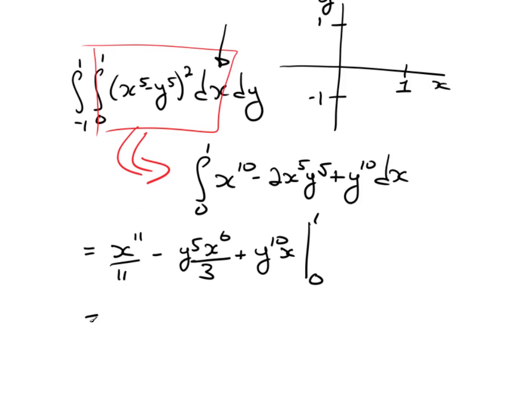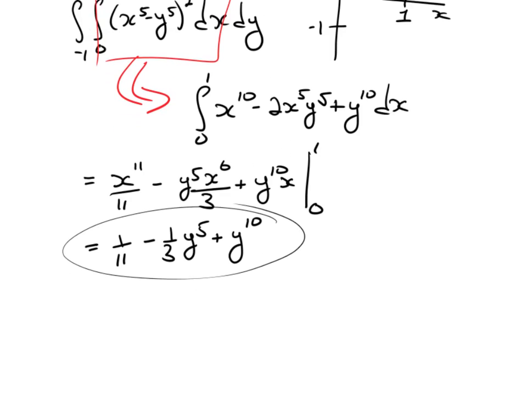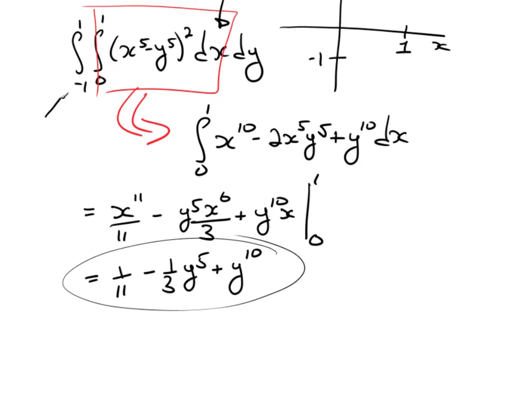Well, at 1, I will get 1/11 minus 1/3 y to the 5th plus y to the 10th. And at 0 is just 0. So this is now what I need to integrate. And that was from -1 to 1 with respect to y.